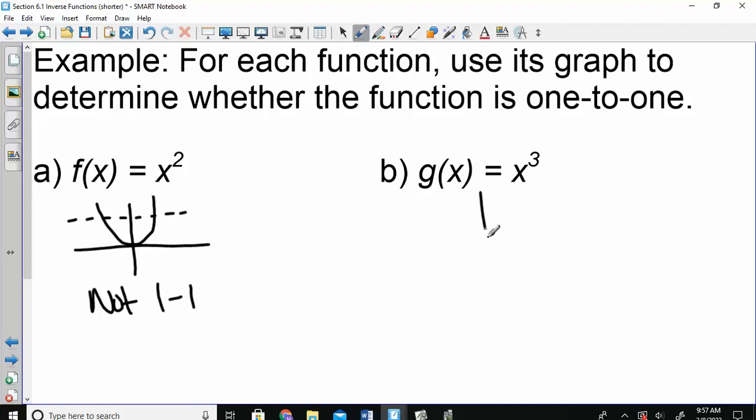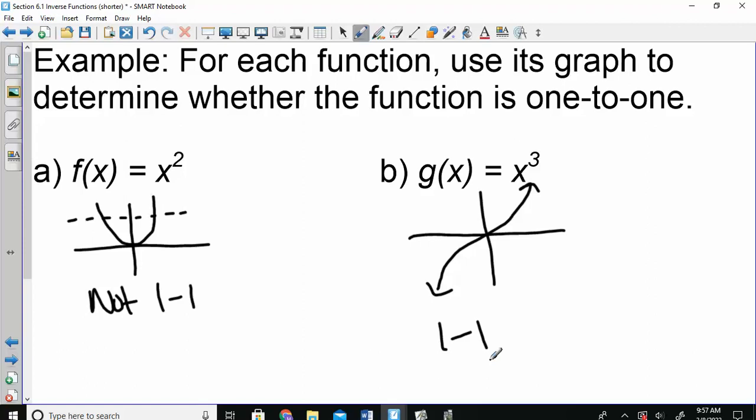What about B? That's the cube function. No horizontal line hits it twice, so that one is 1 to 1. Are we okay with what it means to be 1 to 1? So 1 to 1 is important because if something is 1 to 1, then we can find what is called the inverse. So the inverse is really just like the opposite of something.